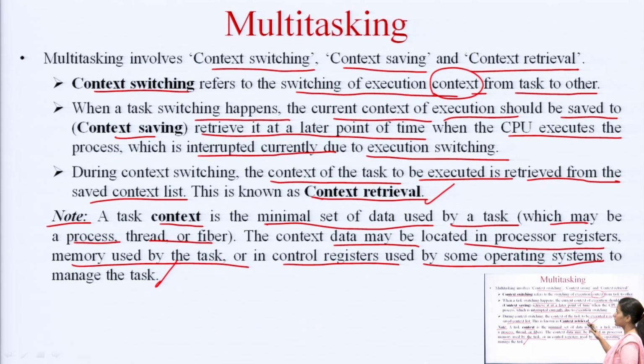So, now we are clear with the ideas of context switching, context saving and context retrieval. These are very important terms related to multitasking, because in multitasking this is what always happens when we are switching between the tasks.